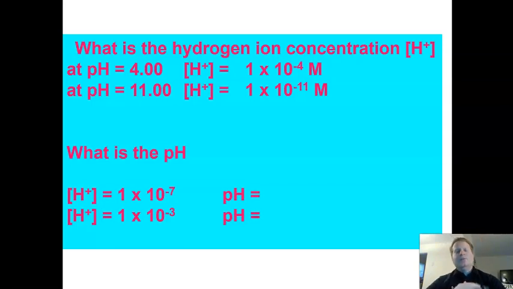Okay, let's go backwards now. If the H+ is 1 times 10 to the negative 7, then the pH is, so you just take the negative log. In other words, you grab the power of 10, make it positive: 7. Take the negative log of this. The negative log of 1 times 10 to the negative 3 is just 3.